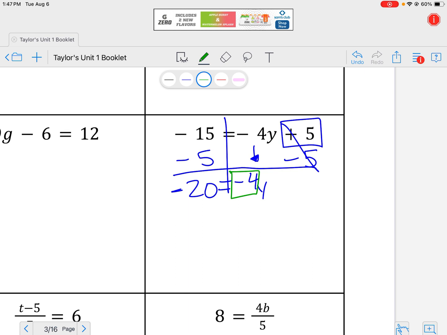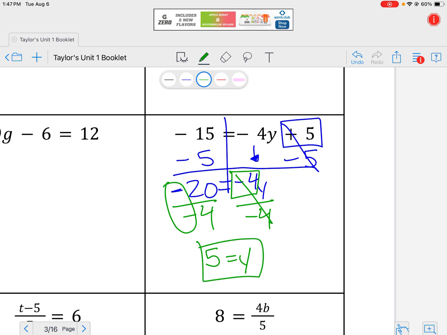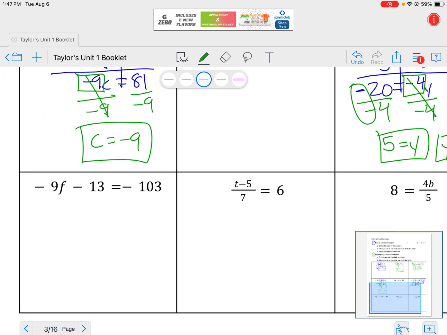A number next to a letter means multiply. The opposite is to divide. When I have two negatives, they become a positive. So 20 divided by 4 becomes a +5. And so 5 equals y. This is a perfectly fine answer. If you want to switch it to y equals 5, you're more than welcome to. Both of those mean the same thing.